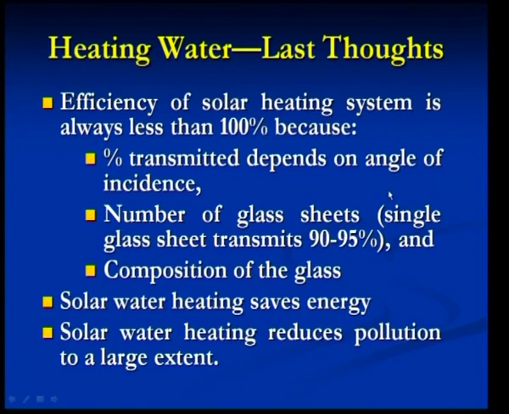A few last thoughts about heating water. The efficiency of a solar heating system is always considered to be less than 100% for various reasons. The percentage transmitted depends on the angle of incidence of the solar radiation. It depends on the number of glass sheets that transmit the energy from the top layer to the bottom layer, which may be around 90 to 95%, and it also depends on the nature and composition of the glass. Solar water heating definitely saves energy, and the system also reduces pollution to a large extent. These are the few last thoughts I want to leave.